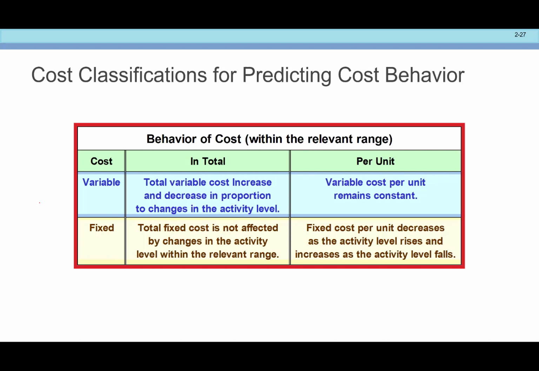Okay? So you can sit next to somebody on the bus, and when they sit down next to you, say, hey, did you know that in total, variable costs will increase and decrease with the level of production, but fixed costs will stay the same regardless of the level of production? Did you know that? And then that person moves, and the next person comes and sits next to you. You say, did you know that on a per unit basis, variable costs stay the same, but fixed costs will change per unit?